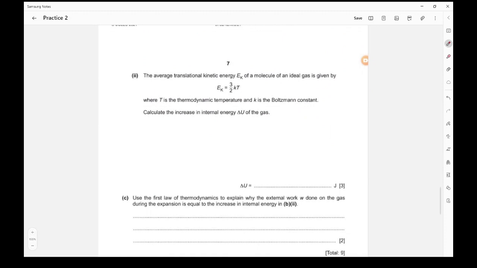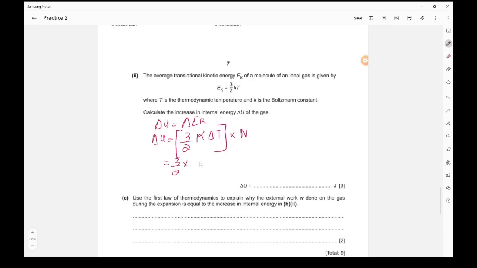Since we are dealing with an ideal gas over here, any change in E K is reflected on delta U. So therefore, delta U is actually equal to change in E K. So delta U must be equal to 3 over 2 k T. But there is a definite change in temperature over here, so this is going to be k delta T. And more importantly, we have to find the increase in internal energy. Internal energy is dependent on all the molecules, so this must be multiplied by N over here as well.